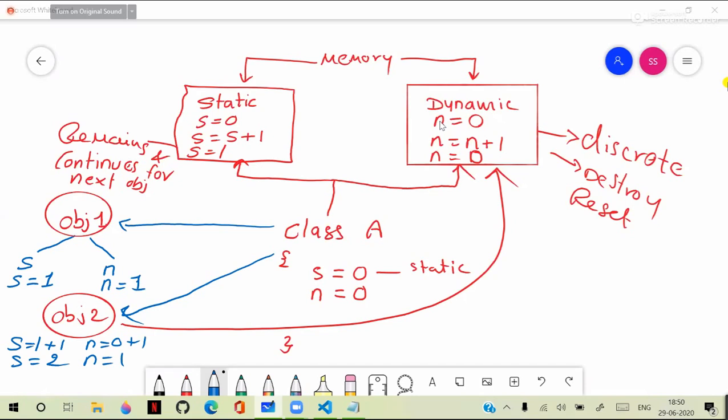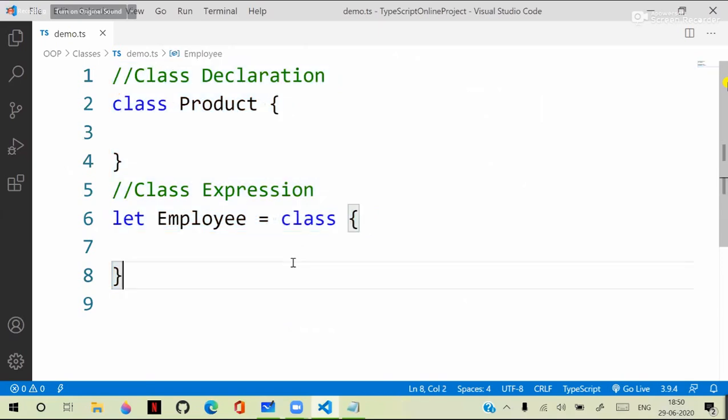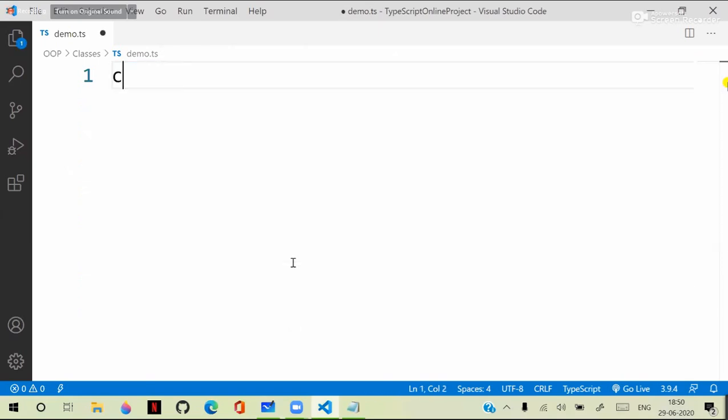Remember, the class is only one, but the memory used by that class is different. For static members, it will use static memory, and for non-static members, it will use non-static memory. I will show you an example. Don't worry about what I am writing, just observe.